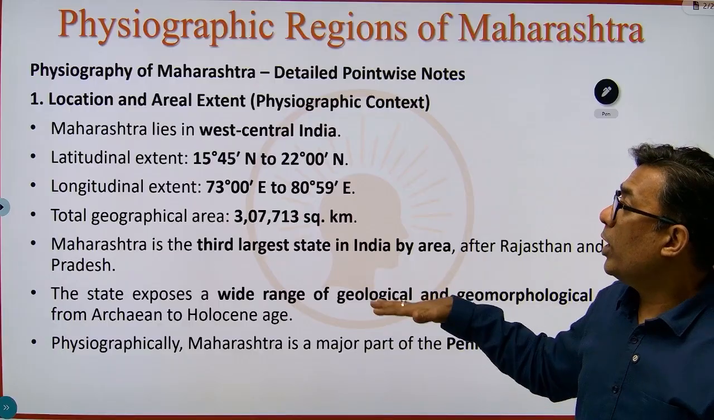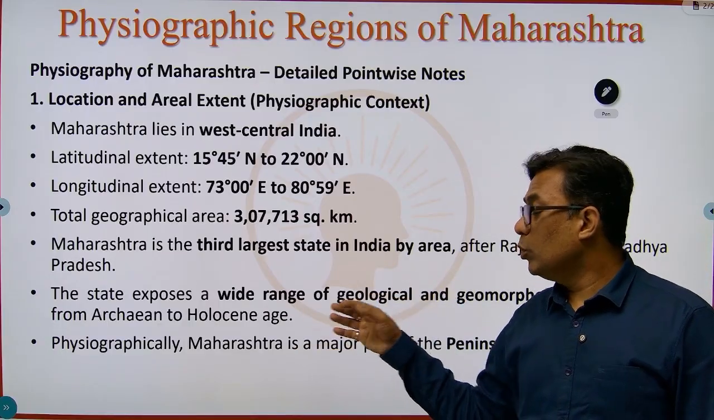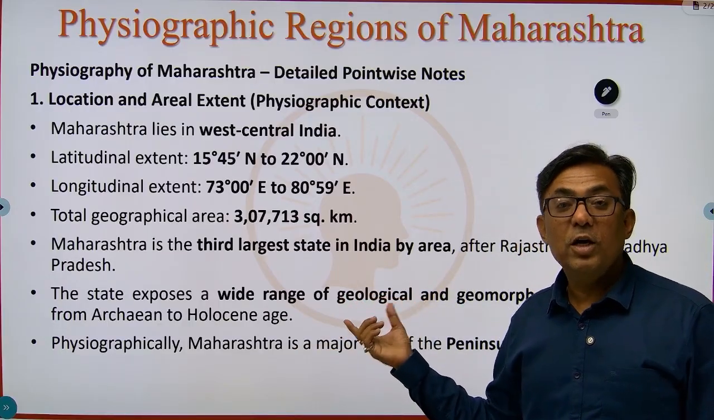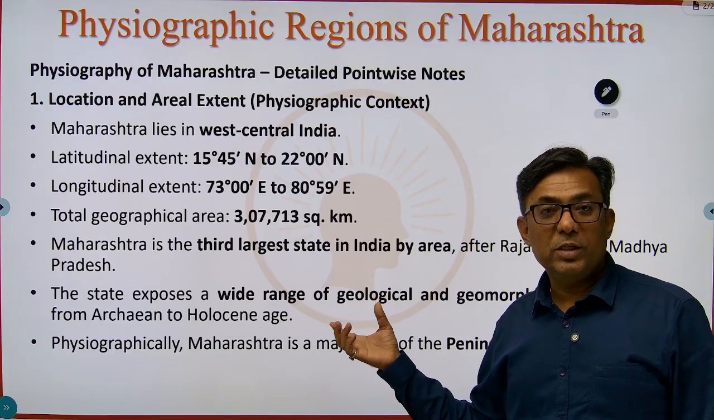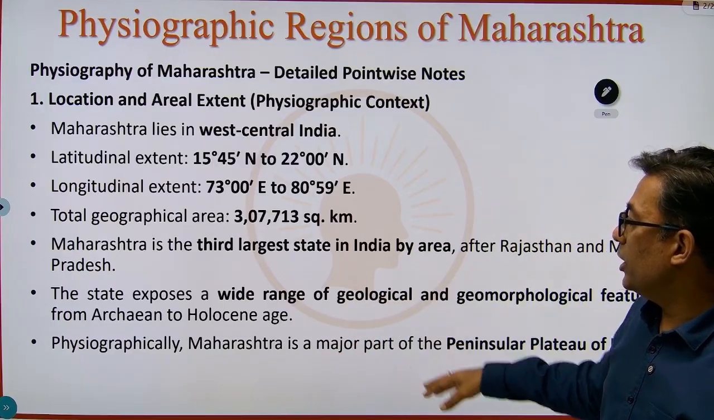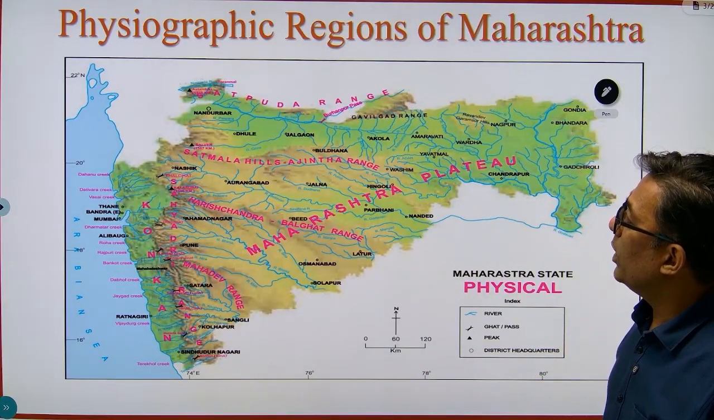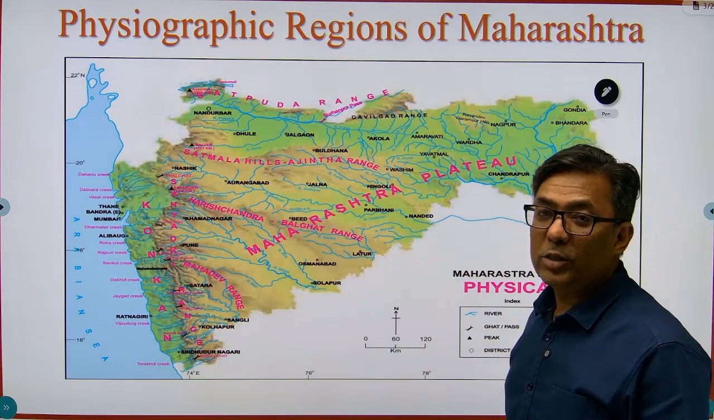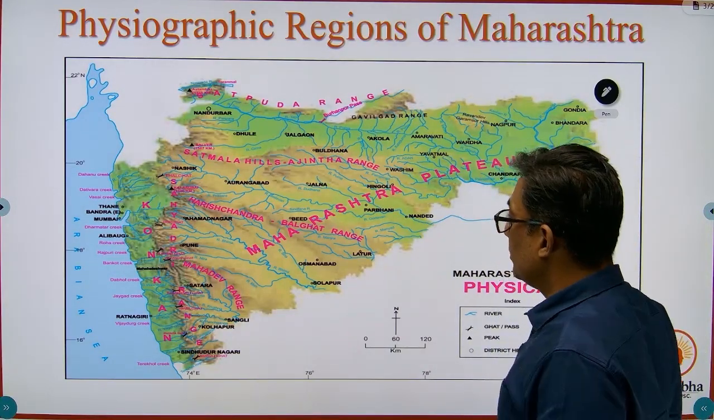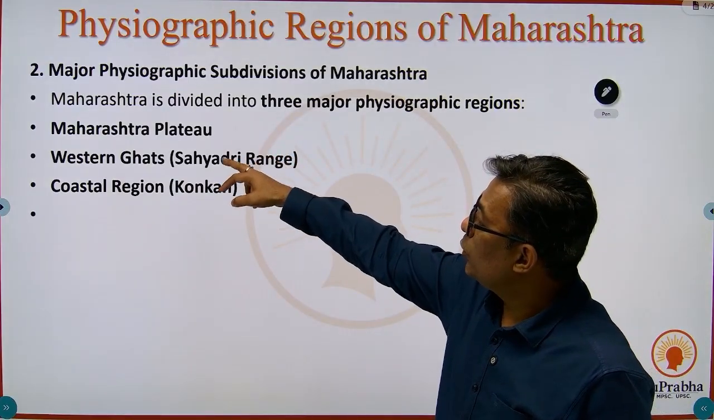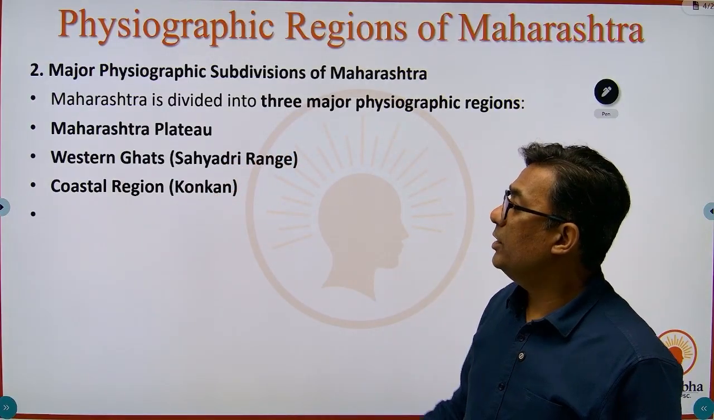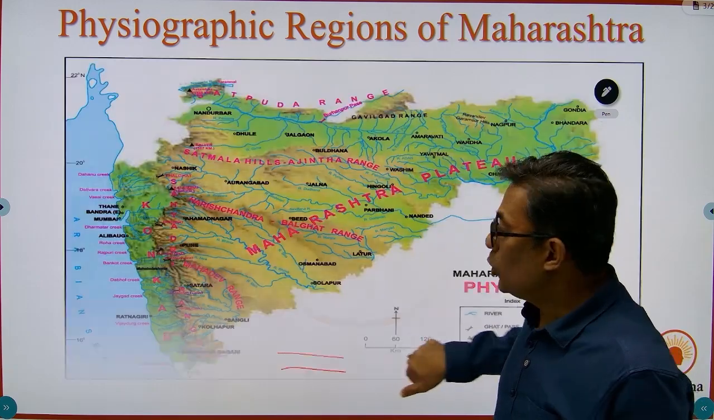The state exposes a wide range of geological and geomorphic features. We are also going to look, in the next video, at the rock structure of Maharashtra, which is very important for the MPSC mains. Okay, so that will be in the next lecture. But here we'll look at the physiographic regions of Maharashtra. So if you look at the physiographic regions of Maharashtra, there are three physiographic regions: Maharashtra Plateau, Western Ghats, and the coastal region. So what are these?